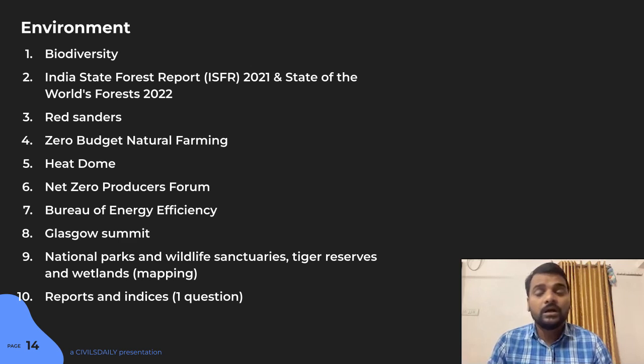Then the heat dome: how this heat dome has been created in recent months, and how it affects the environment. The Net Zero Producer Forum wants to reduce emissions by cutting coal and fossil fuels. Then the Bureau of Energy Efficiency, whose job is to improve energy efficiency. So it does labeling of instruments like fans, tube lights, refrigerators and other things.